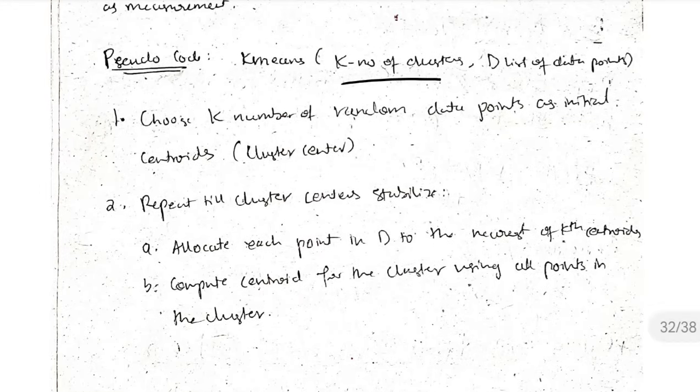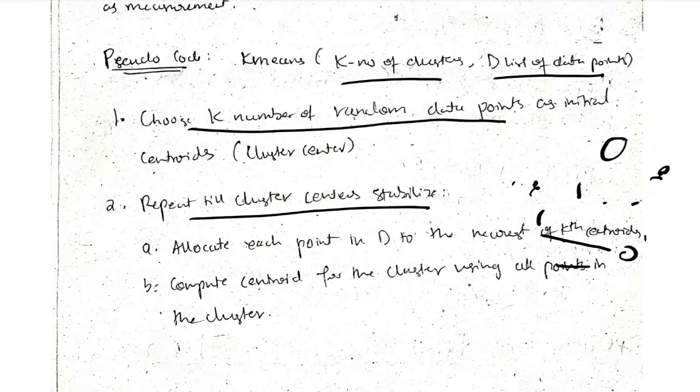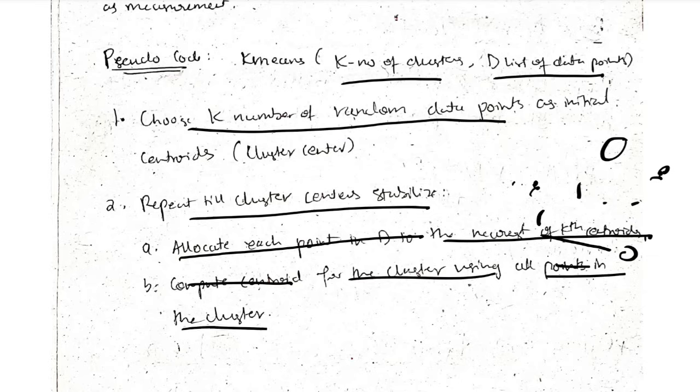First, we get k, the number of clusters, and the list of data points. Choose k random data points. Like if these are all the data points given to us, we'll choose k points here, one point here, one point here, one point here. After that, repeat until the cluster centers stabilize. Allocate each point to the closest centroid, and then compute the centroid of the cluster using all points in the cluster.